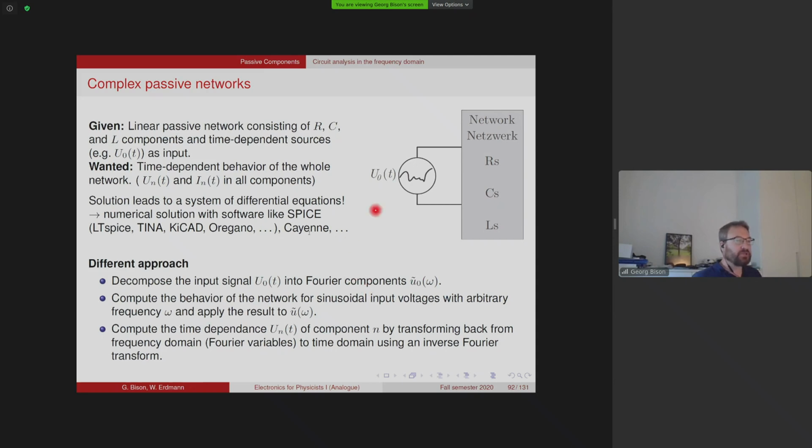So we can change between the time domain and the frequency domain using inverse or forward Fourier transforms. So it's equivalent if we can describe the behavior of the network as a function of frequency, then describing it as a function of time.